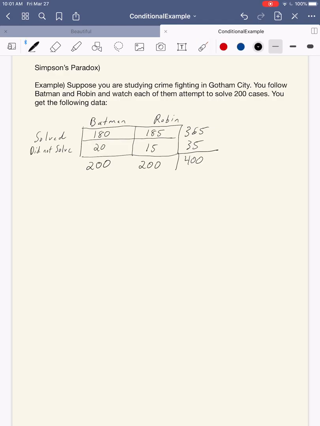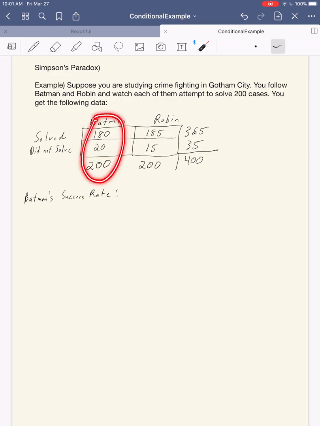So let's take this information and try to determine who was the better crime fighter. Let's talk about getting Batman's success rate. We want to get a percentage of the cases that Batman attempted, how many did he solve? Notice that we're doing a conditional analysis. We're going to look at Batman's cases, 180, but we're not going to divide by 400, because he didn't work on all 400 cases. He worked on those 200 cases.